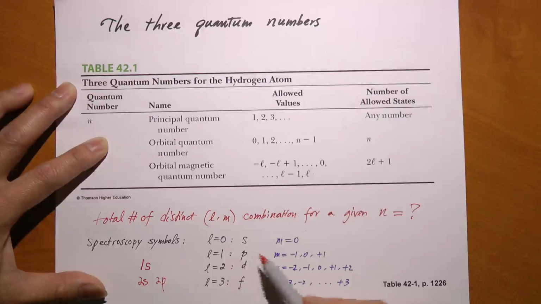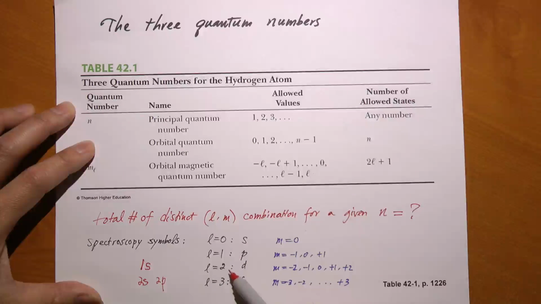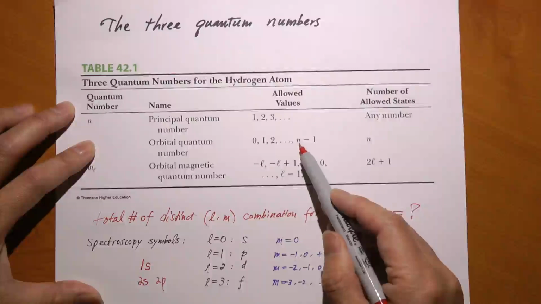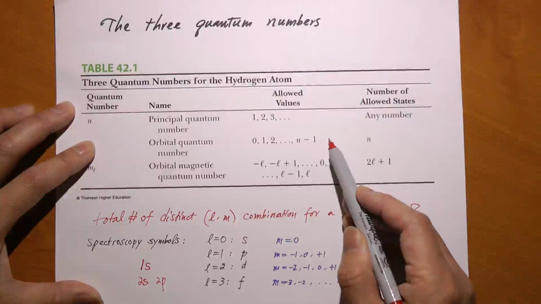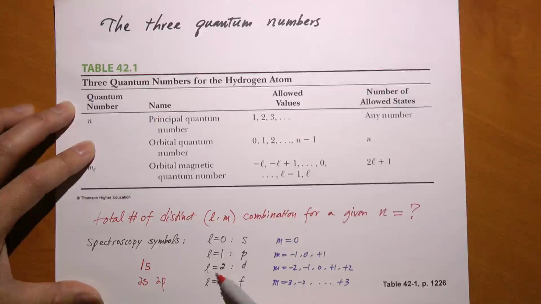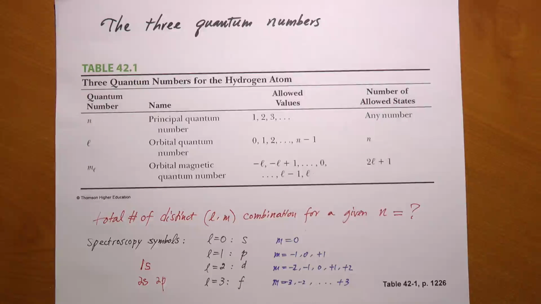Do you have a 2f? Do you have a 2d? No, there's no 2d, because d means L equal to 2, and with n being equal to 2, L can only go to 2 minus 1, which is 1. Cannot have L equal to 2. So there is no such thing as 2d. There is such a thing as 3d, and so on.